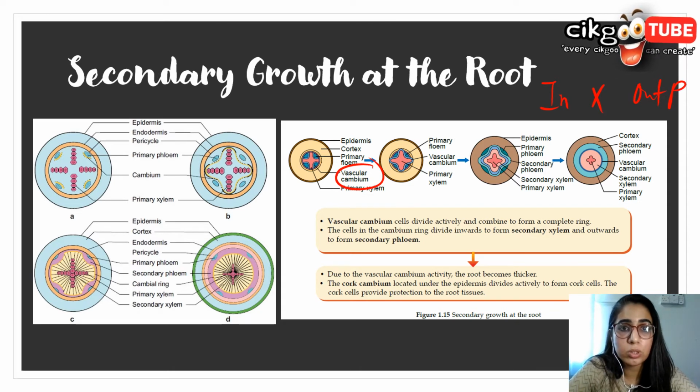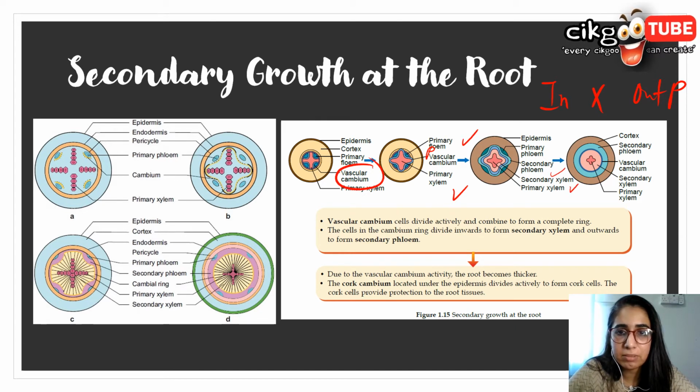And then what happens? The root will increase in thickness due to the activity of the vascular cambium. Then there is also the pericycle. The pericycle divides to form a ring of cork cambium. The cork cambium divides to produce cork cells that protect the tissues of the root. So we have the same thing here. Look at the primary xylem and the primary phloem. Then we have the secondary phloem and also the secondary xylem.